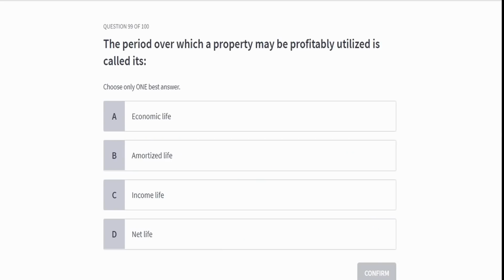All right, 99. The period over which a property may be profitably utilized is called its what? It gives us 4 options. A, economic life, B, amortized life, C, income life, D, net life. Whew, sorry, tongue twister there. So come up with your answer on this one. I'm going to give you guys some time to think it over.